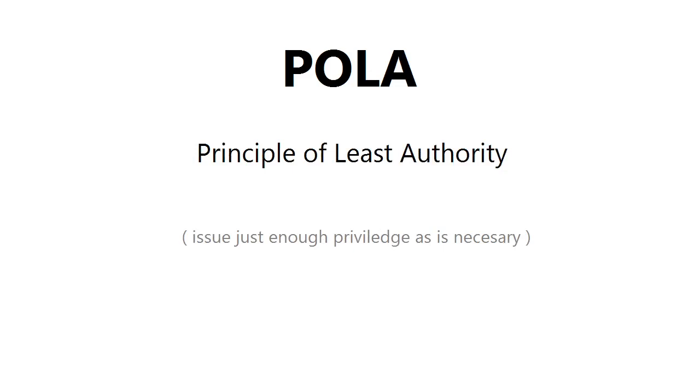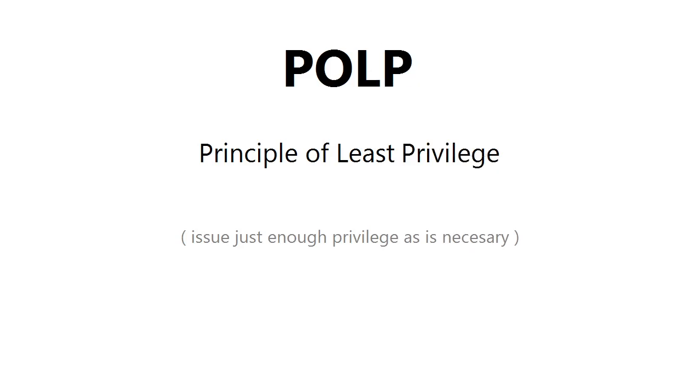And there's also another POLA, and that is the principle of least authority, is what it's called. And that's about issuing just enough privileges necessary. It has a little bit more to do with operating systems and stuff like that. But since we've already used POLA, we're going to go by its other name, which is POLP. And that's principle of least privilege.